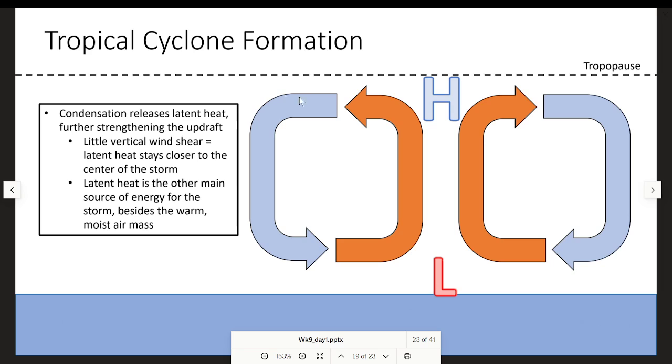So, condensation really releases the latent heat. It hits the LCL, the lifting condensation level, and it condenses into clouds, and this will strengthen the updraft because condensation is a warming process. If you don't have that wind shear, that vertical shear profile, the heat is going to stay closer to the center of the storm, and you want the heat to be in the center of the storm because this is kind of like the main fuel center. So this is another main energy source for the storm besides the warm, moist air mass at the surface. It's also the condensation of water vapor into liquid at the LCL.